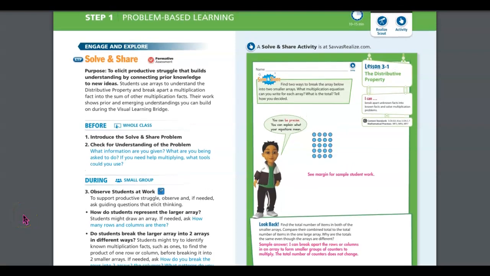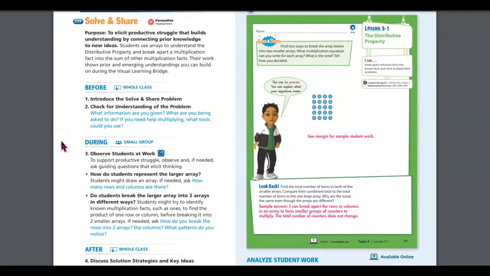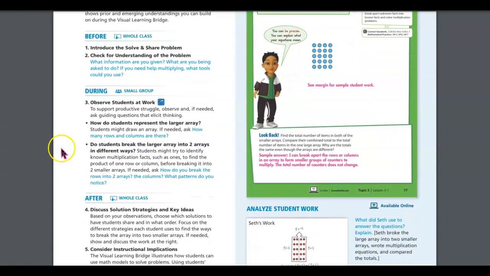So let's look at our three-step process on one of our third grade math lessons. Our step one is our problem-based learning. This is where we're going to engage and explore our students. We call this our solve and share. If you will look right here, it shows us what to do before, during, and after a lesson.